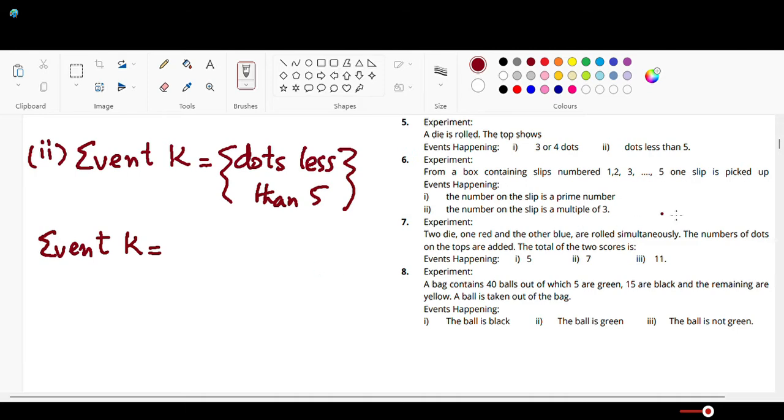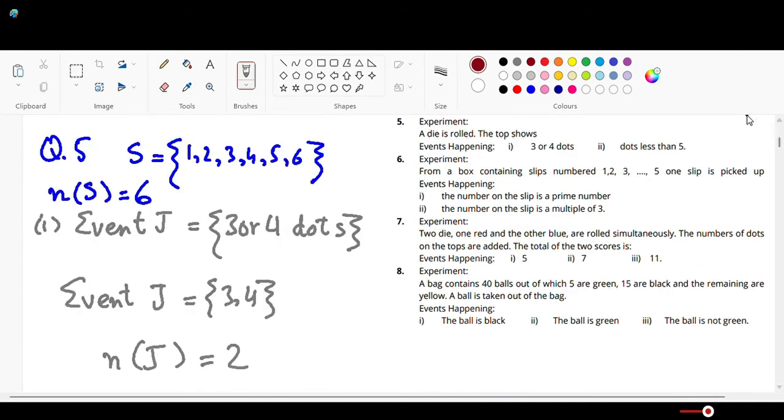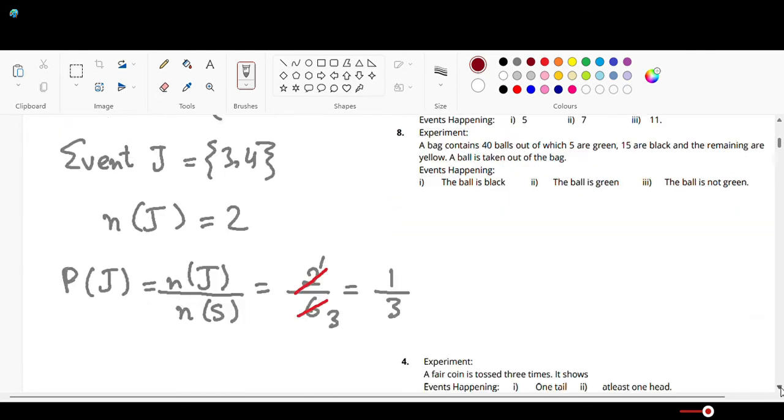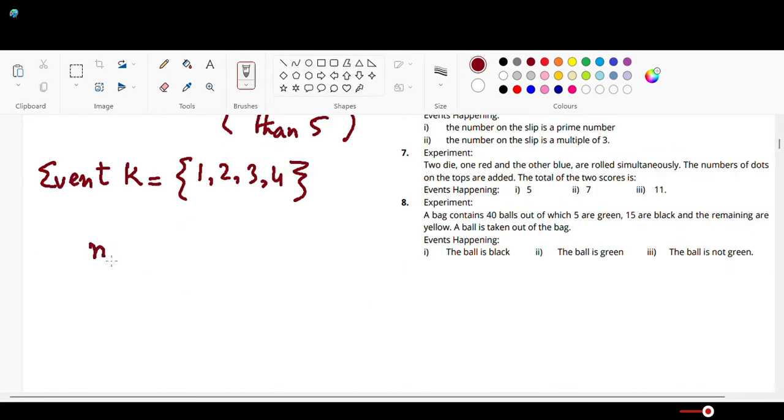From our sample set, we can look at that, and it's pretty simple, isn't it? What is less than 5 over here? We have 1, 2, 3, and 4. So all those make up event K. So we have 1, 2, 3, and 4. And the number of elements in set K will be 4 elements, right?